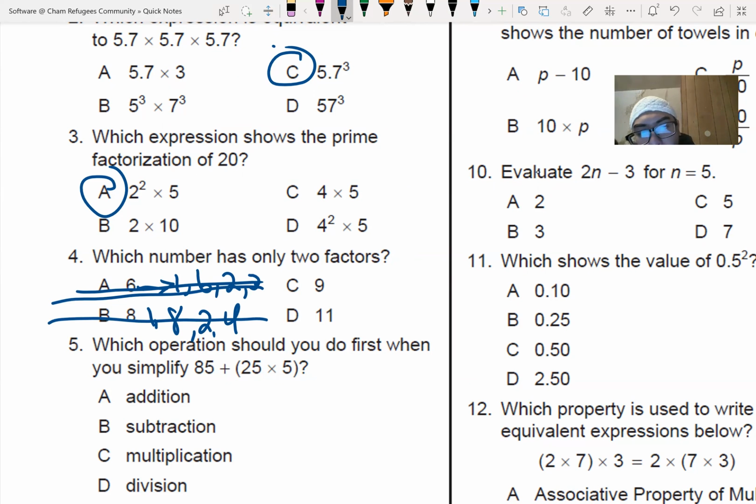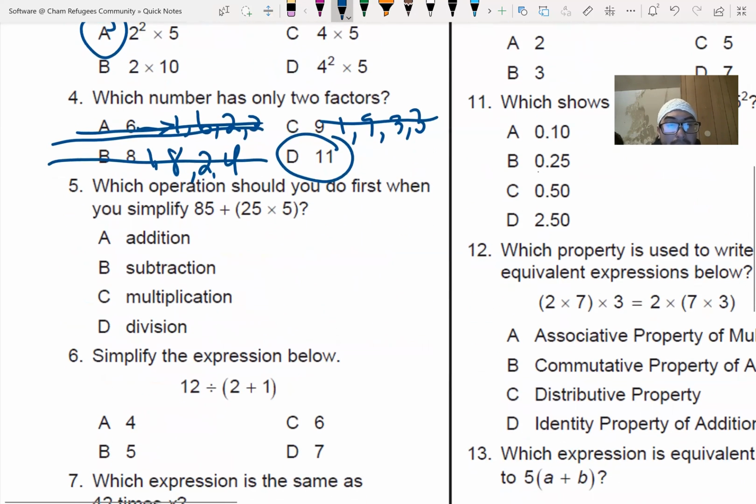Now we're gonna do number 9. So we have 1 and 9. Hey, that works, right? That doesn't work? What do you mean? Oh yeah, we can also do 3 times 3. So this also has more than 2 factors. So the one that's gonna work is D, which is 11, and it's only gonna have 11 and 1 because it's a prime number. All right, we're almost done with today's lesson, really fast, huh?